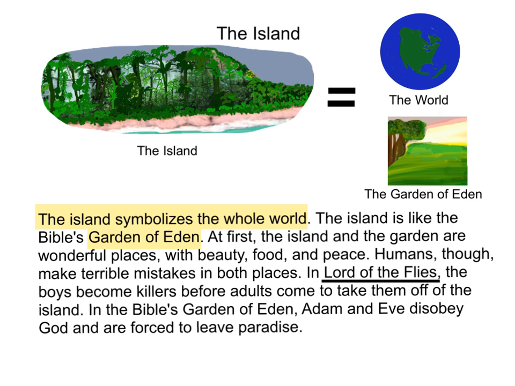The island. The island symbolizes the whole world. The island is like the Bible's Garden of Eden. At first, the island and the garden are wonderful places with beauty, food, and peace. Humans, though, make terrible mistakes in both places. In Lord of the Flies, the boys become killers before adults come to take them off of the island. In the Bible's Garden of Eden, Adam and Eve disobey God and are forced to leave paradise.